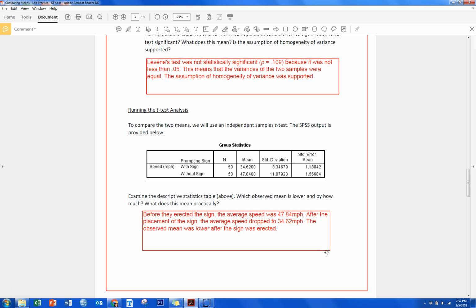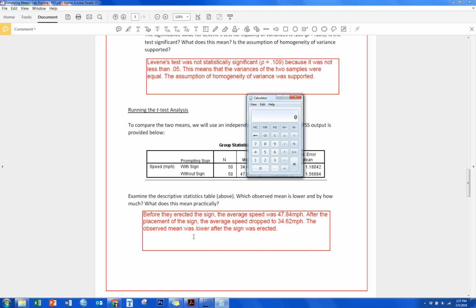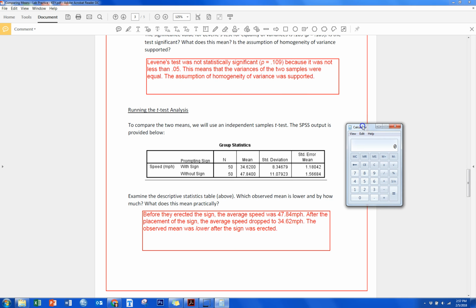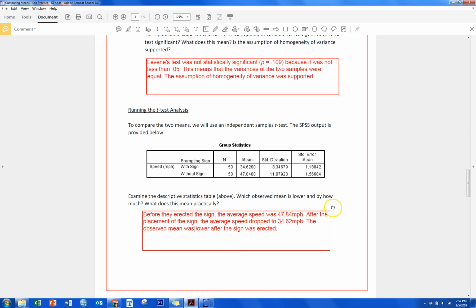Okay, so how much lower? It was about. Let's do the actual math. Instead of saying about, why not just give the precise number? You know, we have calculators. We can work this out. 47.84 minus 34.62 is 13.22. So it was 13.22 miles per hour lower after this sign was erected.